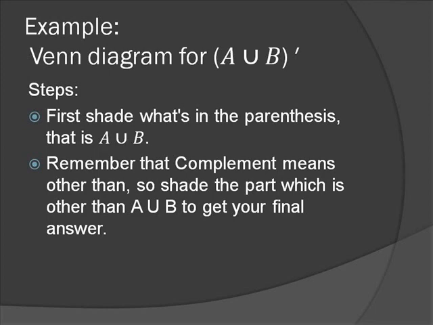So the question number 2, we have another example in which we have to make a Venn diagram for A union B whole complement. We will also do this question in steps. The first step is that we will first draw a Venn diagram of A union B, and in the second step, we know that complement means other than, so we will again draw a Venn diagram and we will shade that part which is other than A union B. So it will be a two-step question, and we will be starting off with the first step.